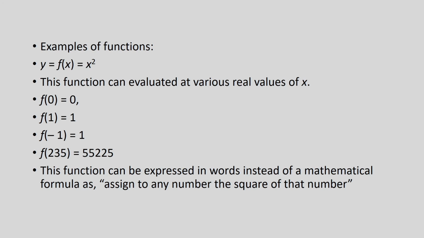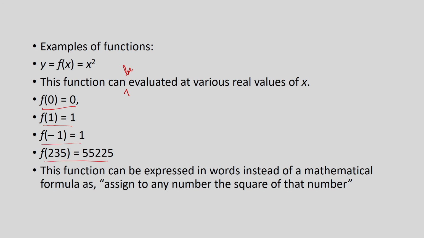This function can be evaluated at various real values of x. You can evaluate at x is equal to 0, that is what we have done here. So, f of 0 is equal to what? It will be 0 square, 0 square is 0, and it can be evaluated at 1, 1 square is 1. If you put x is equal to minus 1, it becomes plus 1. If we put any arbitrary value of x, let us say 235, it becomes a big number, 55225.